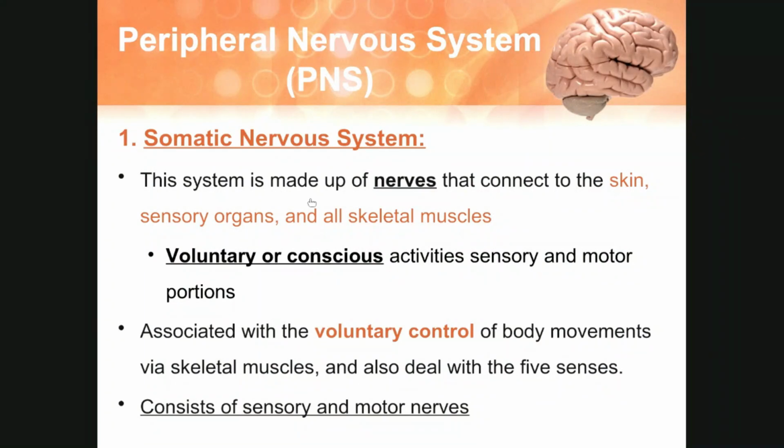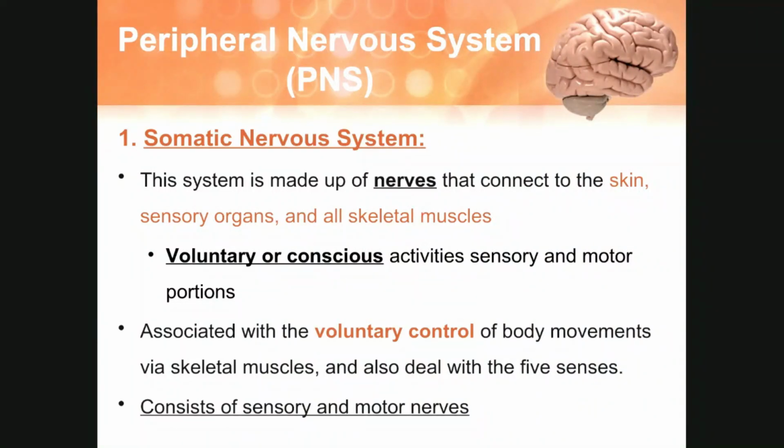That's what we call the autonomic nervous system. The remaining nerves distributed to the various muscles, bones, tendons, ligaments, and skin all come under the somatic nervous system. In the somatic nervous system you have sensory and motor nerves.